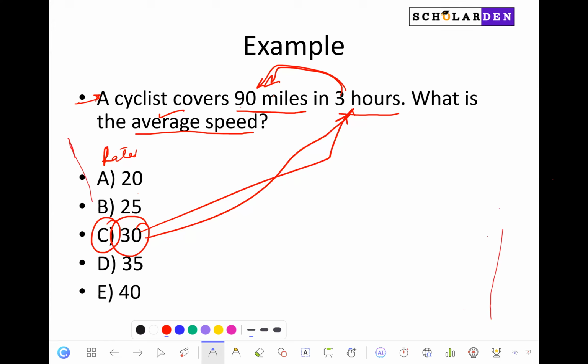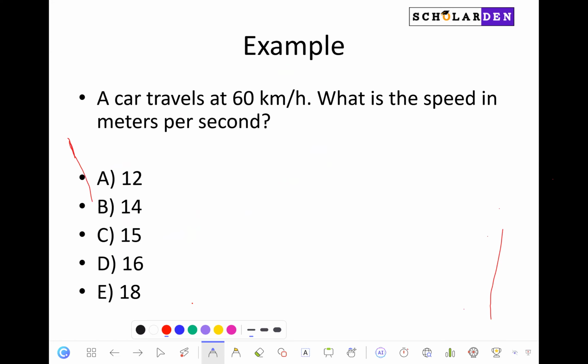Okay, right. Moving on, let me just quickly do that. A lot of the word problems involve changing units. This is in fact very common, and so let's look at one example that's going to require us to do the same. A car travels at 60 kilometers per hour. What is the speed in meters per second?